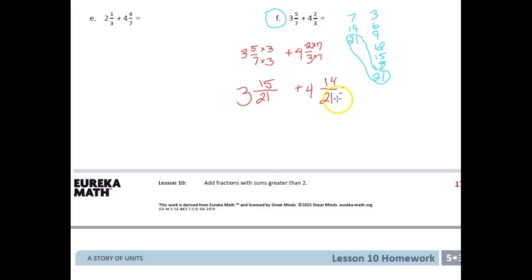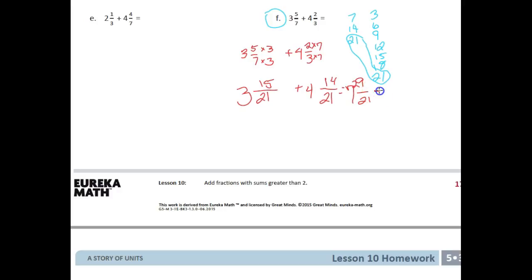And now 3 and 4 just get us a whole number 7, and 14 and 15. Well, I know 15 and 15 would get me 30. 14's one less than that, so 1 less than 30 is 29. Kind of messy. 29 over 21.